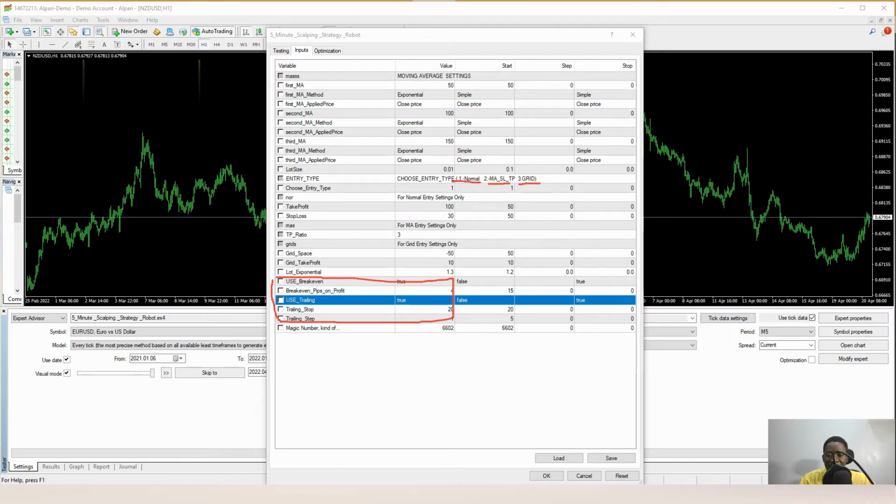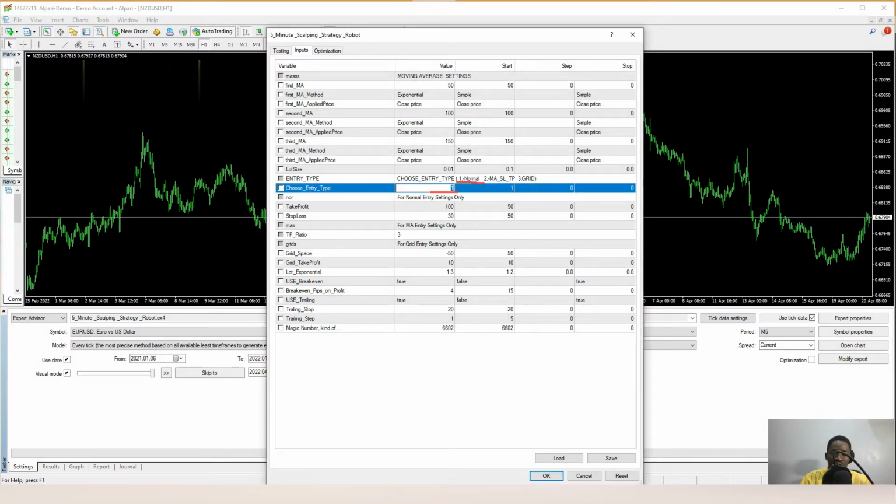Now let's assume we want to trade using normal alone. We want to trade using this normal. Then we change this entry to 1. It is already 1. If you like, you can change it to 2 or 3. If you are changing it to 2, it means you are using this 2 MASL. It means you want your moving average to be your stop loss, and your take profit will be this ratio like I've explained.